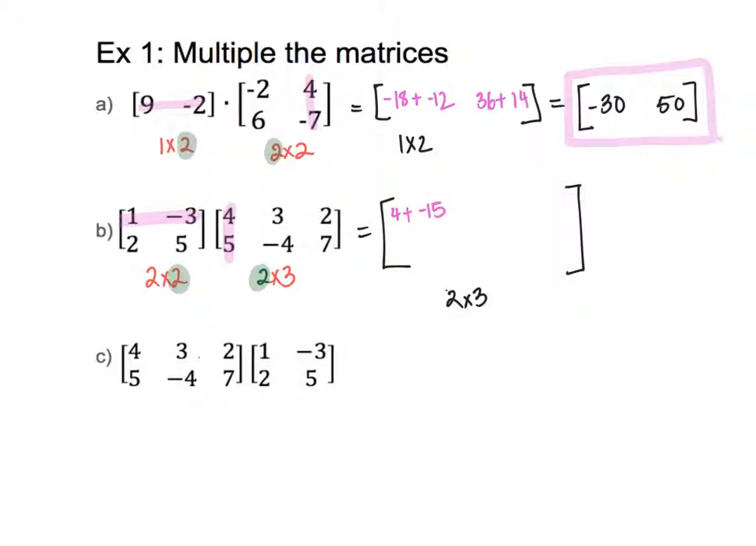And now I'm done with this element here. I'm going to move on to the next one. So that means I'm done with this column. I have to move to the next column. I'm going to erase that. So 1 times 3 gives me 3, plus negative 3 times negative 4, which is positive 12. And I'm done with this column. Now my last column, I'm going to do again 1 times 2, which is 2, plus negative 3 times 7, which is negative 21.